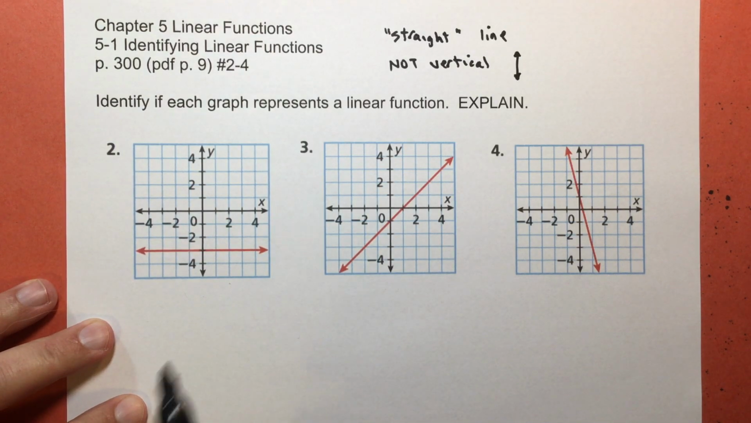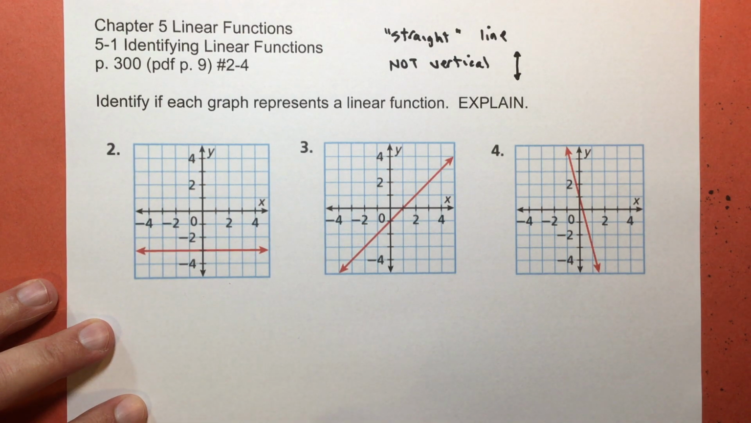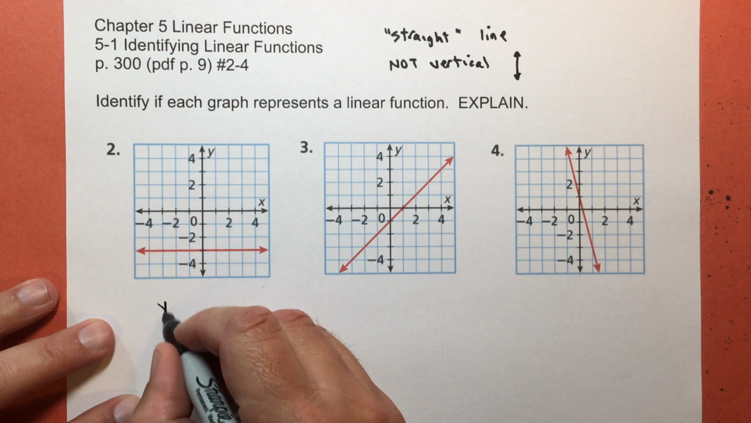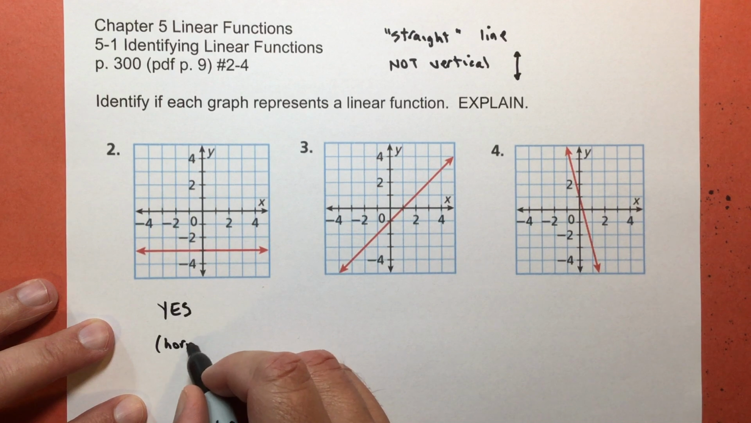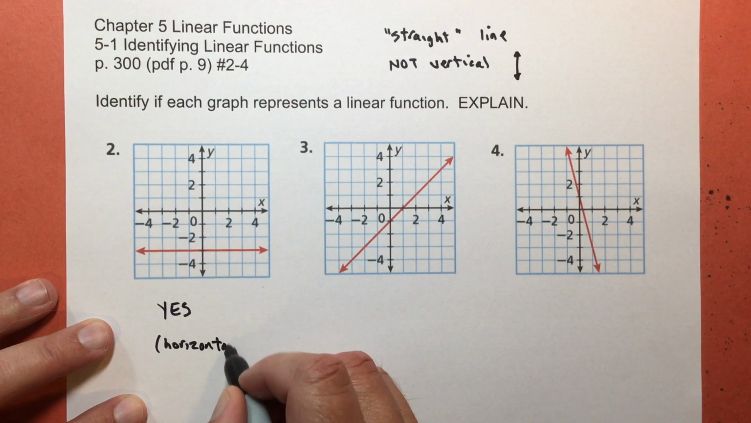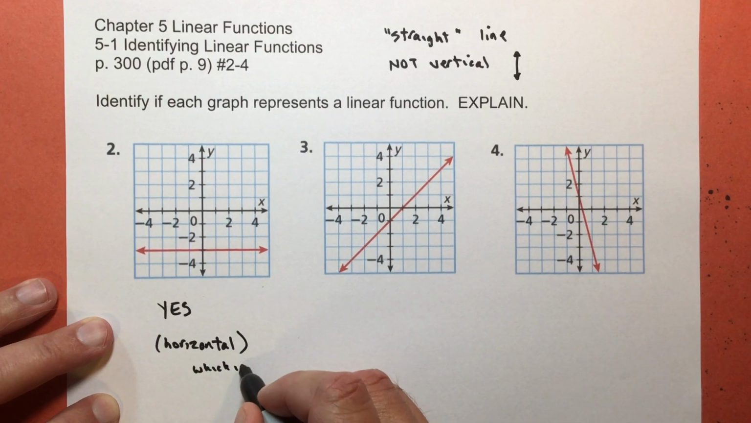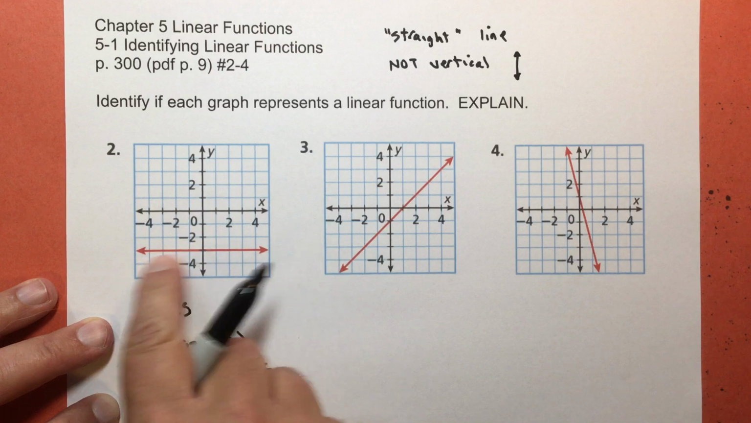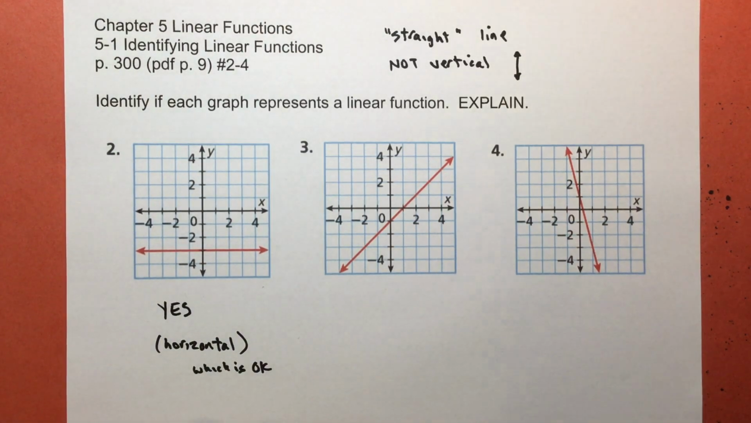But I said it's not a linear function if it's vertical. I'm about to write no, and then I stop myself because that's not vertical. This is okay. This is a linear function. It's horizontal, not vertical, which is okay. So remember, vertical goes up and down, horizontal goes left and right, horizontal is okay. So that is a linear function.